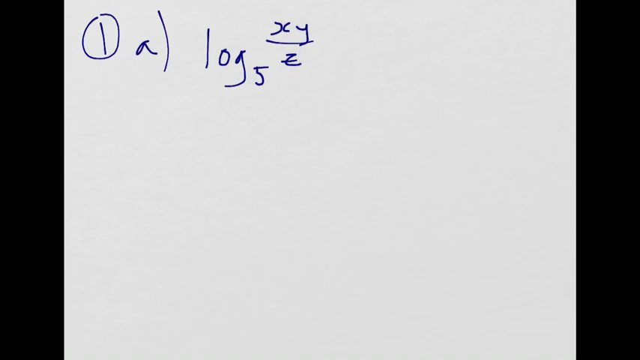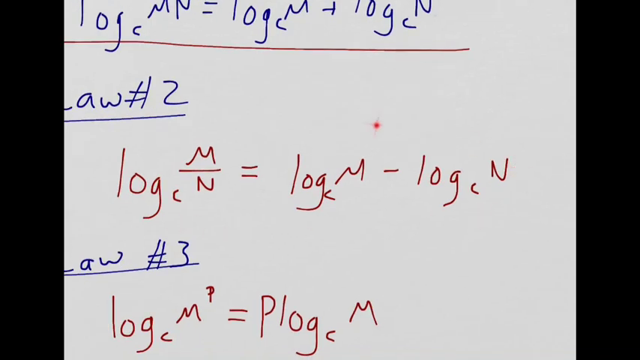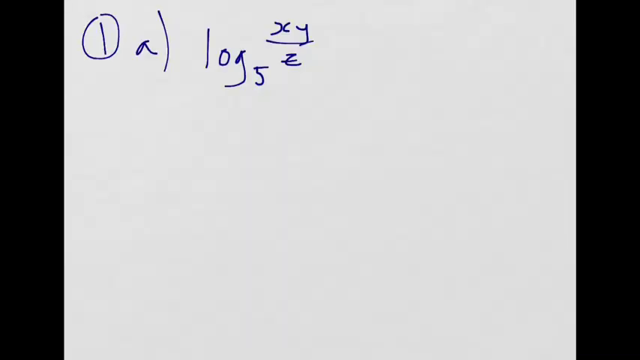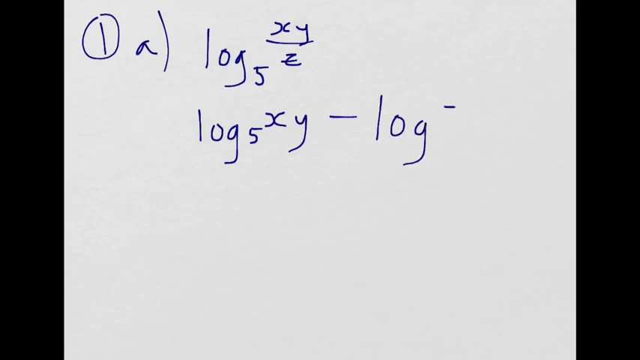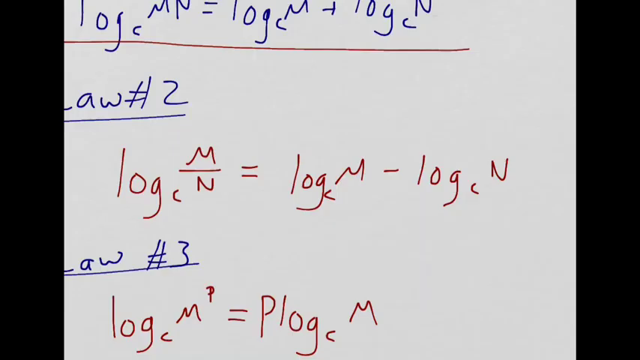So the first thing that I'm going to do is take this fraction and use the second law, this one right here, that we just looked at. I'm going to split my logarithm into the log of the numerator minus the log of the denominator. So it's going to look like this. This becomes the log of xy, my numerator, with a base of 5, minus the log of just z, my denominator. That's just following this law that I had previously. The top becomes the first logarithm, the bottom becomes the second logarithm, and both of them have the same base.